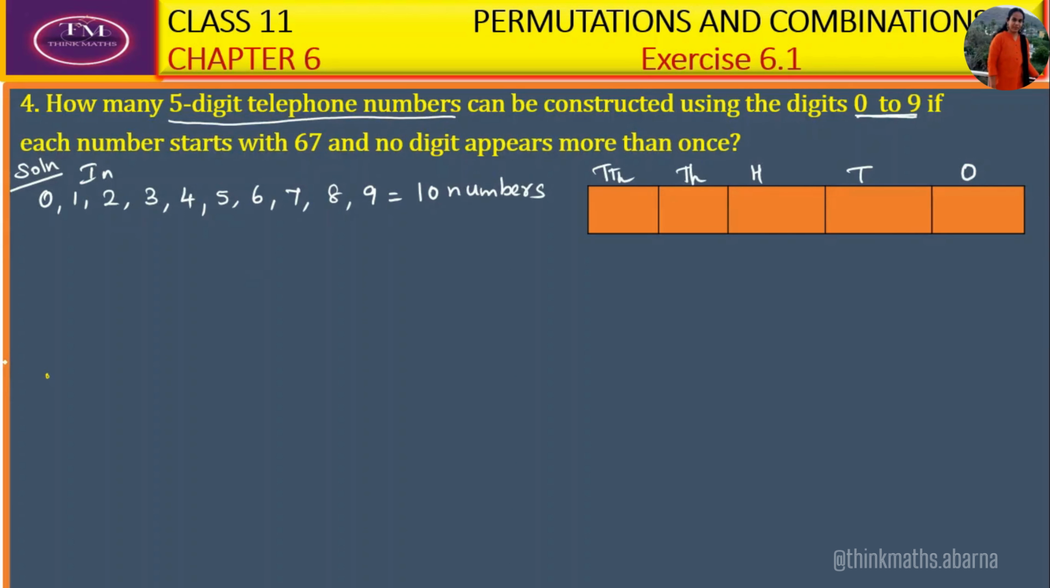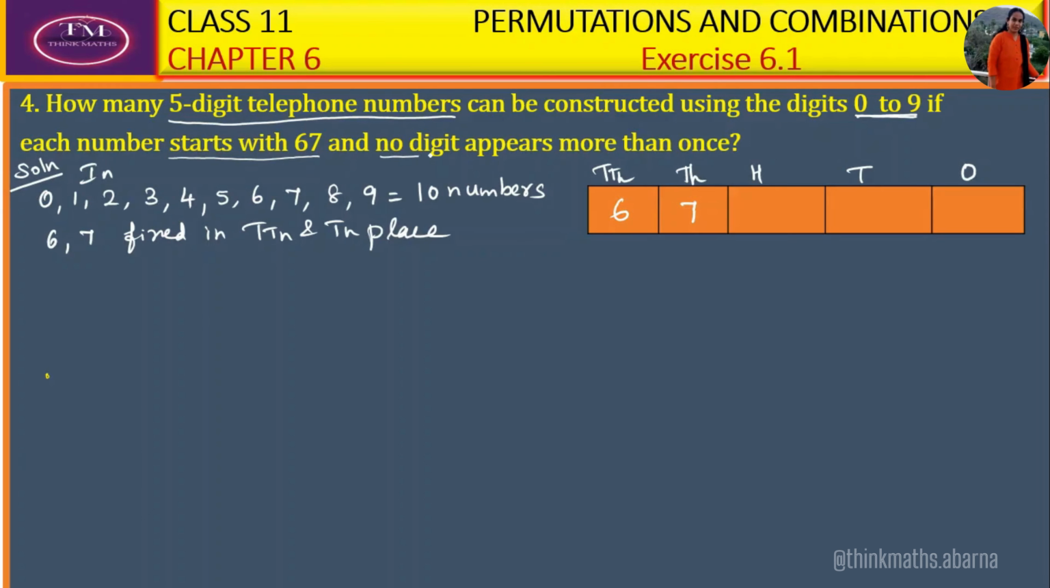Okay. Then what is the condition? The number should start with 67. That means in the 10,000th place, it should be 6. In the 1,000th place, it should be 7. This is fixed. Okay. So we cannot change this. 6 and 7 are fixed in the 10,000 and 1,000 places. So, two numbers are fixed.